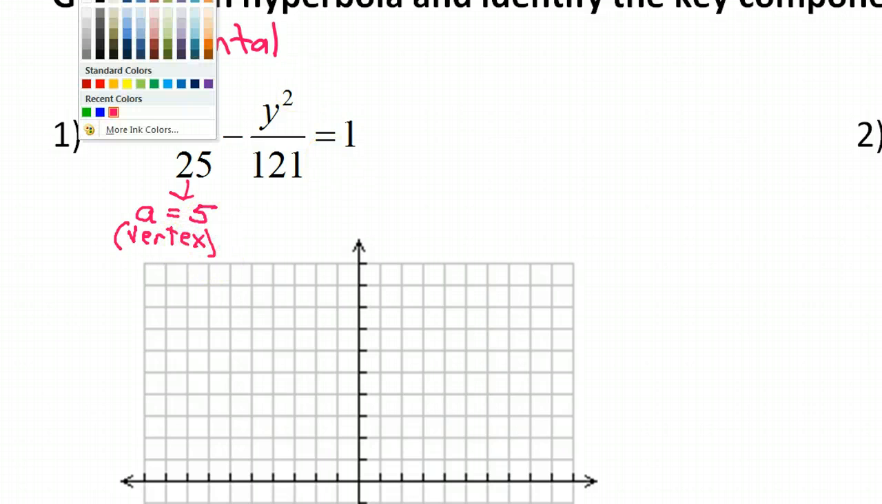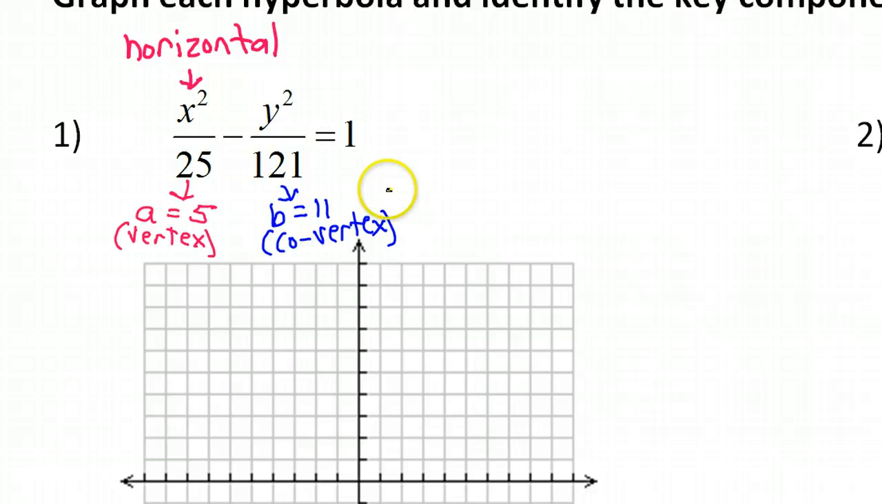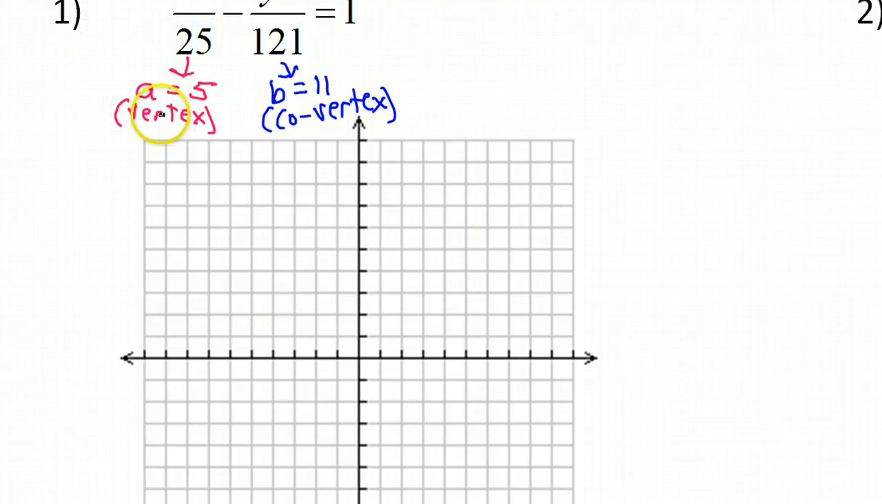On the other hand, the negative term is always going to give us our b value. It doesn't matter which one is positive. And the b value will give us our co-vertices. So the positive one is where the vertex comes from. The negative term is where the co-vertex comes from. So let's go ahead and make that box. So let's start with the vertices. So I'm going to go 5.